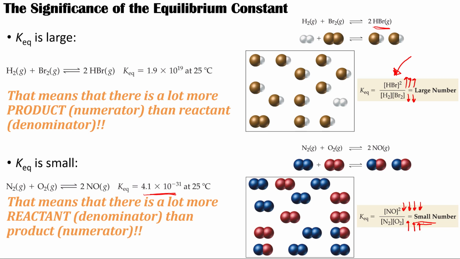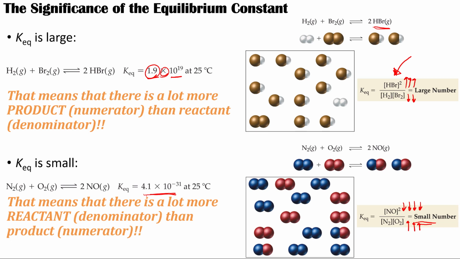So one thing that I want to emphasize here is scientific notation. Remember that if you have 10 to the 19, you're multiplying 1.9 by 10 nineteen times. So that decimal place is going to move to the right 19 times. That is an extremely large number, right?